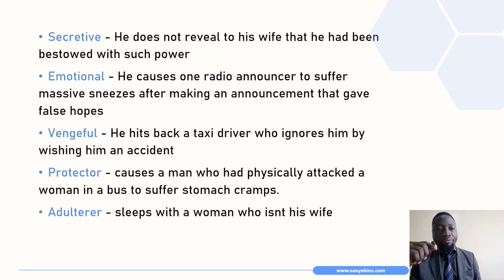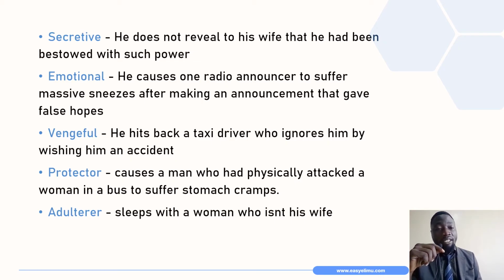The next trait that Taib portrays is that he is secretive. He does not reveal to his wife Ania that he had been bestowed with the awesome power. He fails to mention to his wife Ania that he has some God-given power and that he can command something to happen, and it happens as he commands. So that tells us of his secretive nature.